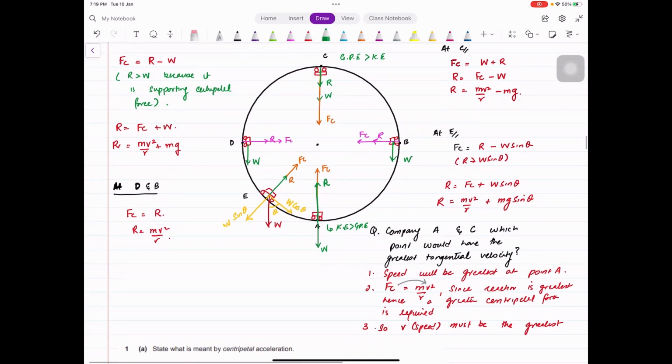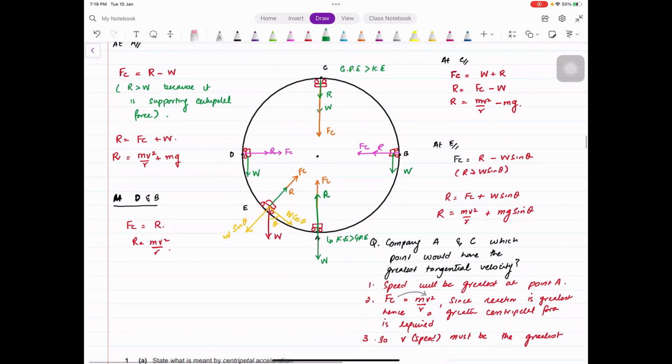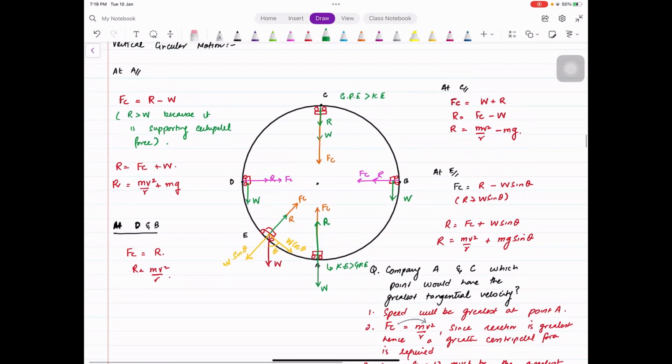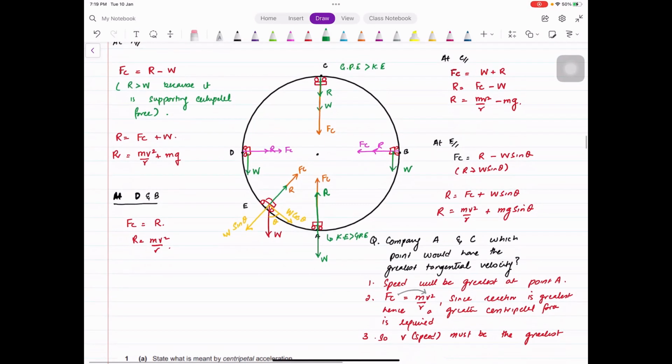In the answers, point two, what's the fourth word from the left? Since reaction is greatest, hence a greater reaction force. It looks like 'nens', but it's 'hence'. Okay.